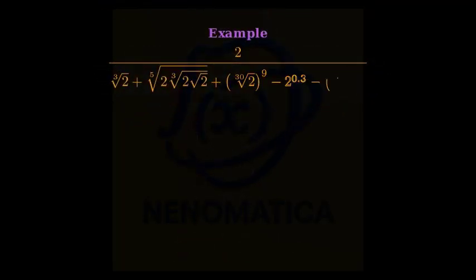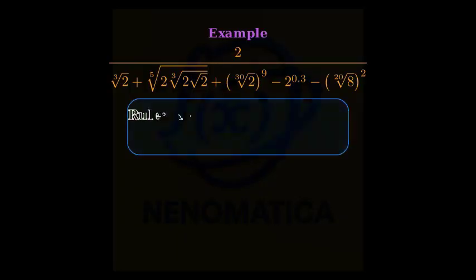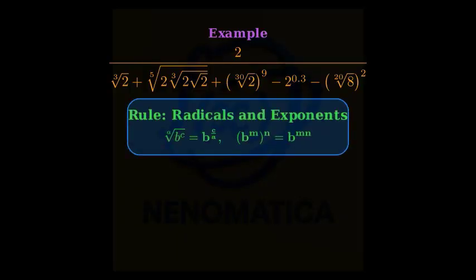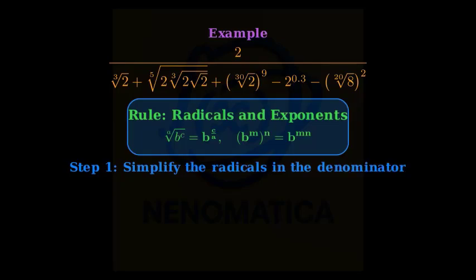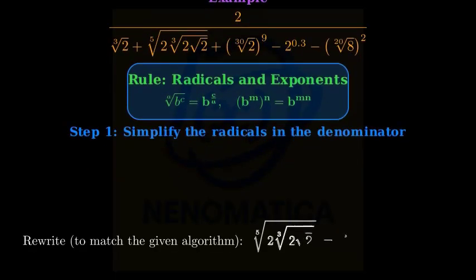Display the problem in bold orange math. Step 1. Simplify each term in the denominator using exponent rules. Show the rule box for radicals and exponents. Now place the step title. We will convert 3 terms: the 5th root nested radical, the 30th root to the 9th power, and the 20th root of 8 squared.